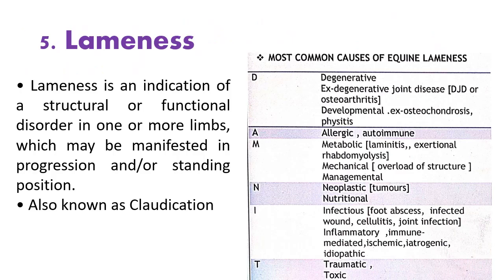Then define lameness. Lameness is an indication of a structural or functional disorder in one or more limbs, which may be manifested in progression or in standing position. It is also known as claudication.